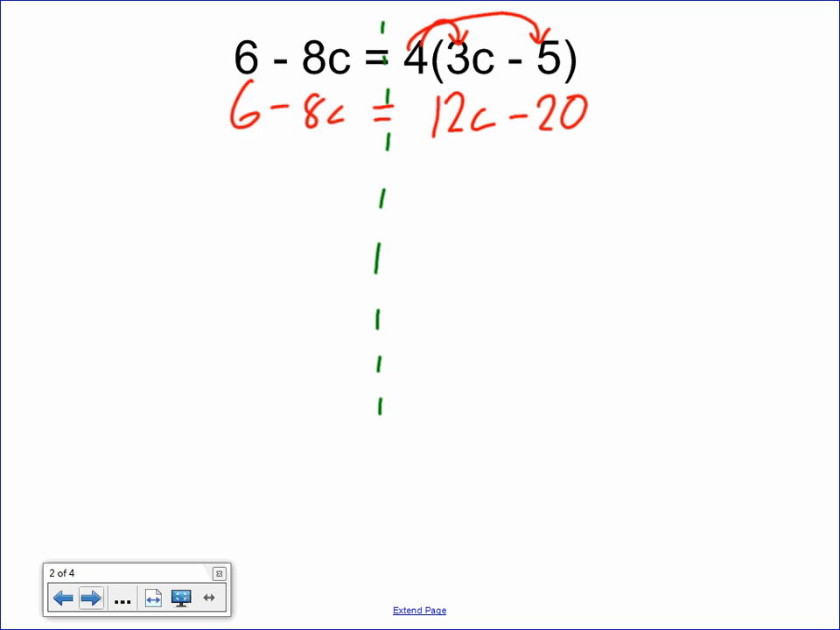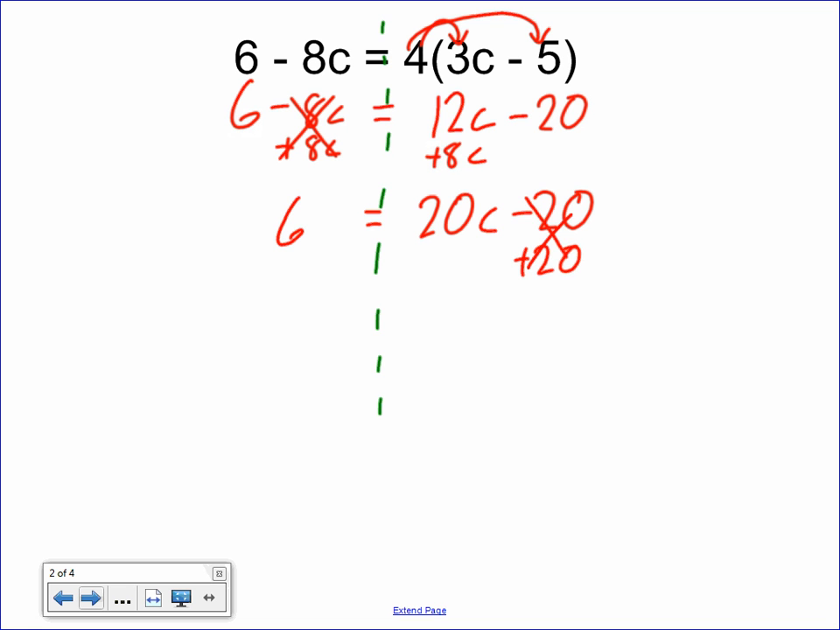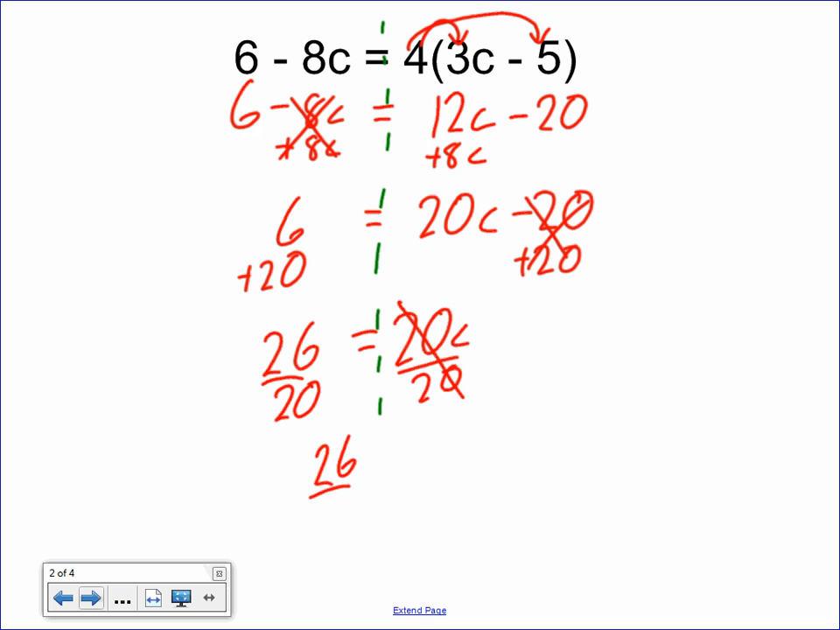Now, because I'm going to start doing stuff to both sides, I've got to get the c's together. Here I'm already subtracting 8c, so I'm going to add 8c. I want to keep it positive. I like to be a positive person. 20c minus 20. Get rid of minus 20, we add 20. Equals 20c. Get rid of 20 in front of the c, we divide by 20, and we get 26/20.